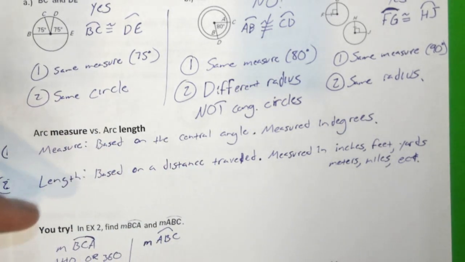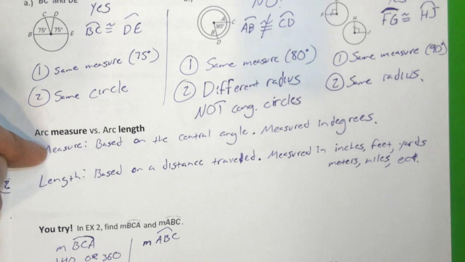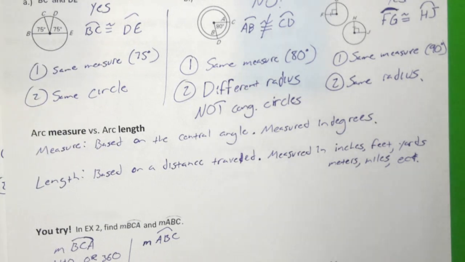This one is tougher to find. There are formulas for it. Arc measure, there are no formulas for it. It's very straightforward and very easy to find, so that works out really, really nicely.